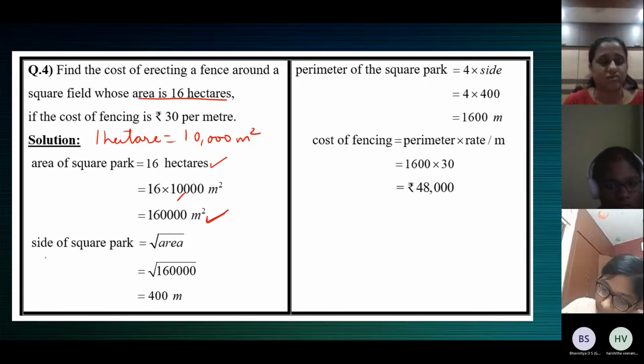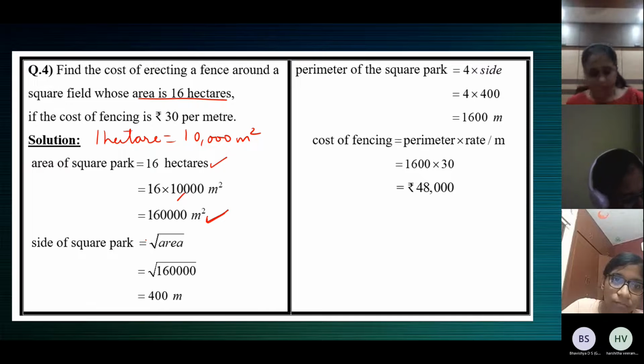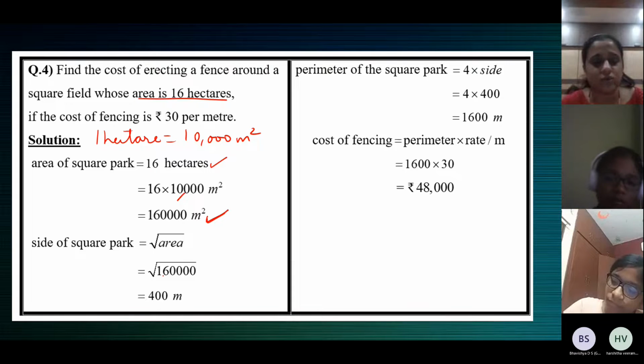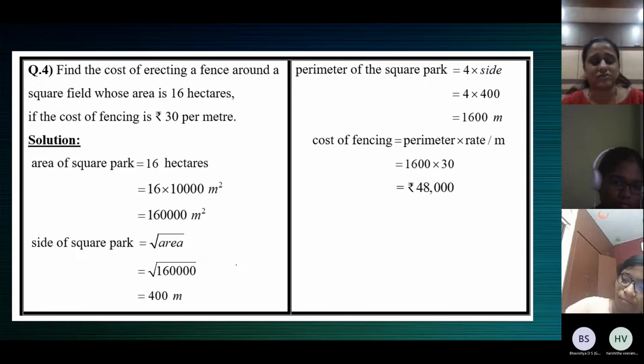Now, how do we find the side of the square park? We have seen earlier that the side of the square park will be the square root of area, the square root of 1,60,000. So how do you find the square root of this number without actually performing the long division or the prime factorization method?